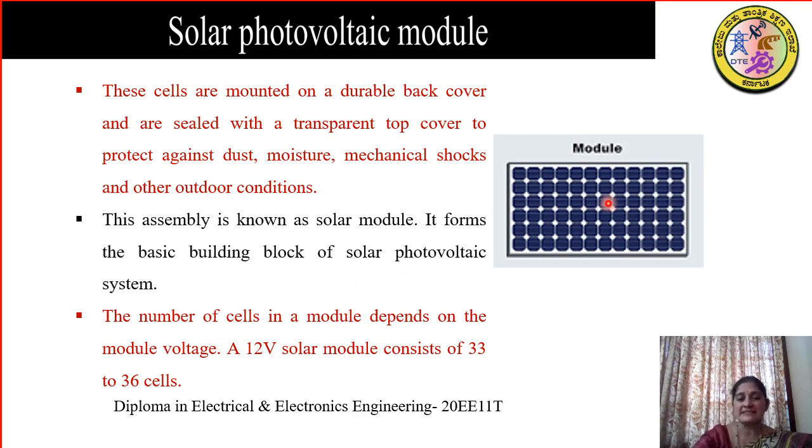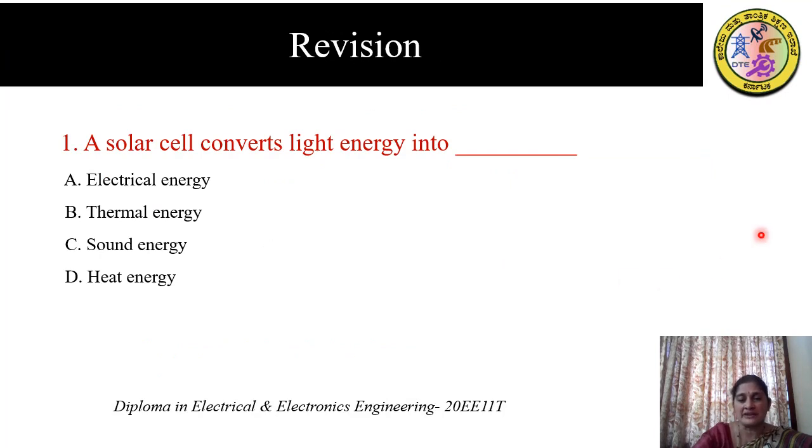The number of cells in a module depends upon its capacity. So for example, if you want to have a 12-volt module, you may have to put a combination of 33 to 36 cells. So this way, in this session, we studied how a photovoltaic cell works and how to put cells together to form a module. I hope you're able to understand the concept of the photovoltaic cell.